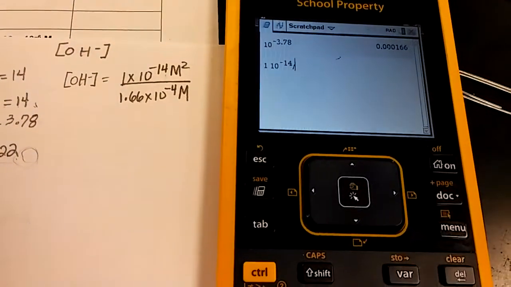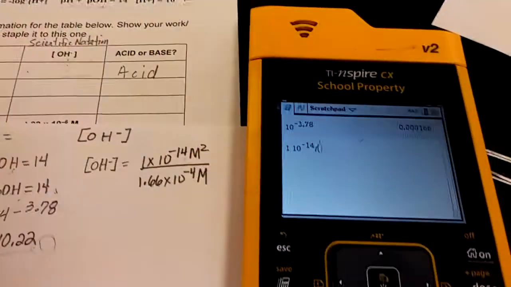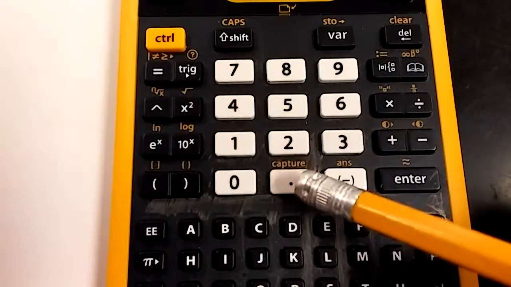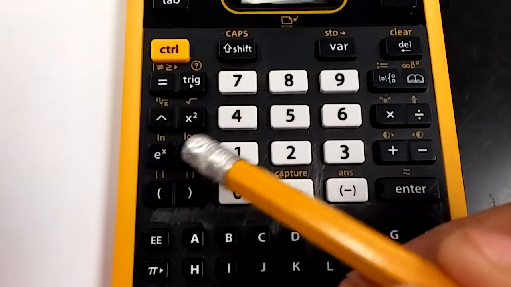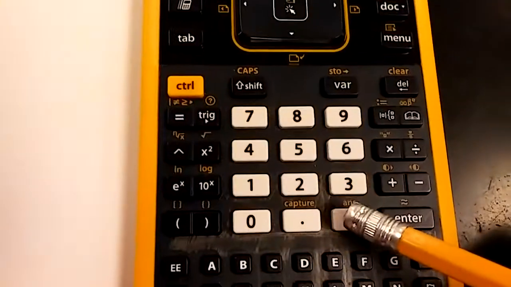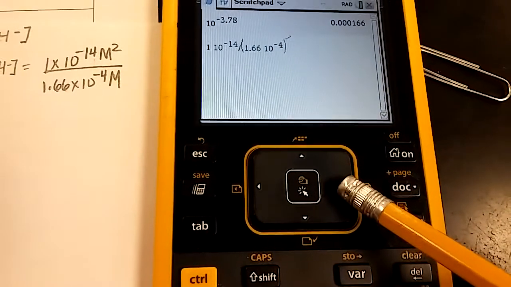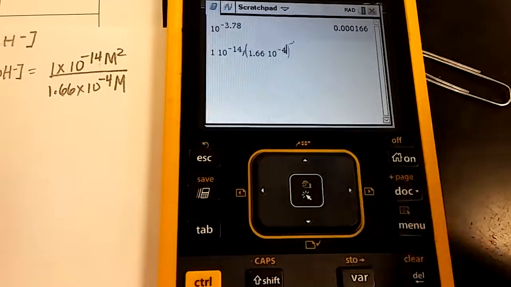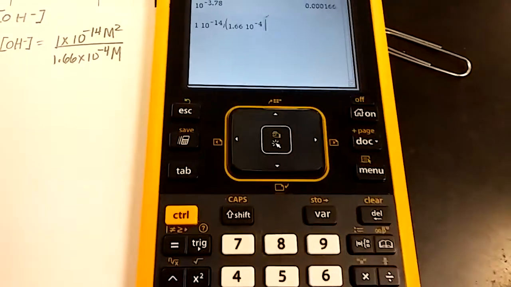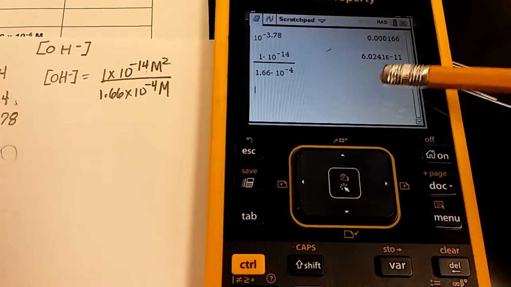There it is. And we still have to use parentheses. So parentheses. There it is. And then 1.66. 10 to the x. And then negative 4. This is what it looks like. We have to move the cursor and make sure that it's outside. Okay, and then we're going to press enter. All right, so here's our answer, 6.02 times 10 to the negative 11 power.